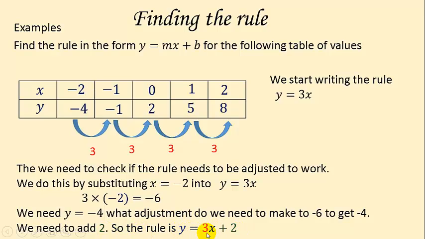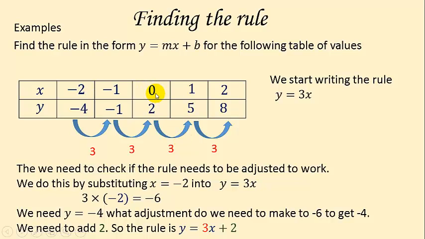Let's just check it. 3 times minus 2 is minus 6, plus 2 is minus 4. Good. Also, we don't just check the first one, we need to check the others as well. So when x is minus 1, 3 times minus 1 is minus 3, plus 2, that's minus 1. Good, the rule works there.